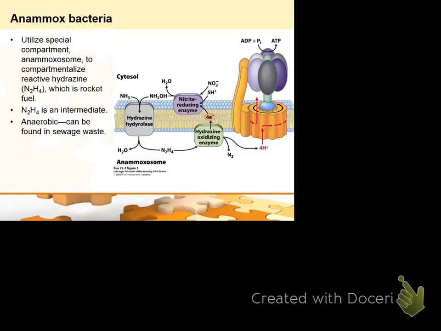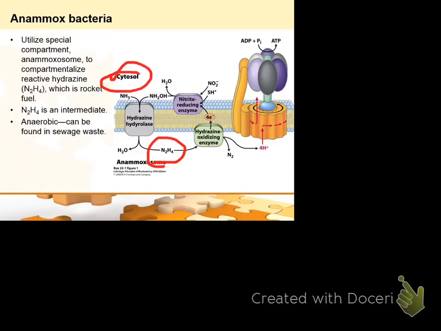Okay, so the anamoxosome is a special compartment. And it's really cool because they take from their cytosol, they incorporate ammonia, and then they utilize this enzyme called hydrazine hydrolase, which, as we know from hydrolases, you utilize water, but to add in the hydrogens, and they make, as their inner compartment, so it would be similar to the matrix, and I don't know if they call it the matrix in the anamoxosome, but what would be similar to the mitochondrial matrix there is they make hydrazine, which actually is rocket fuel.